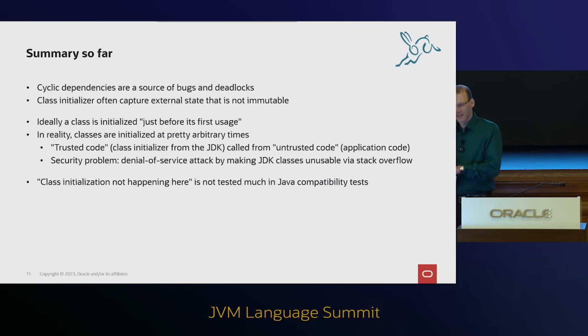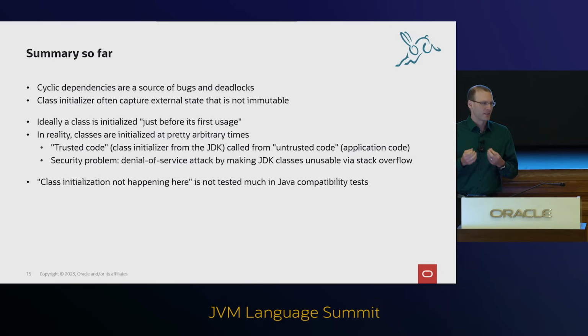So the summary so far is cyclic dependencies are definitely a source of bugs and deadlocks. Class initializers often capture external state that is not really immutable. And this capturing happens at pretty random times. And that is a problem also, I just want to mention, from a point of view of security, because class initializers, especially of JDK classes, are kind of trusted code. You're initializing a core JDK class, and without that, the JDK is not functioning properly. But it's triggered by untrusted user code.